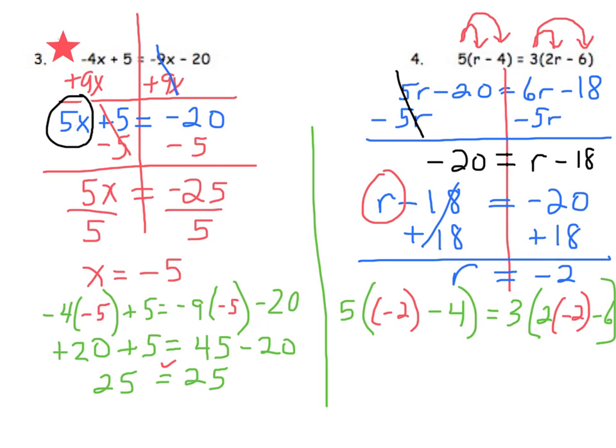Okay, so -2 minus 4 is -6. So we have 5 times -6 equals. Then we got 2 times -2 is -4 minus 6. So we've got 3 times -10. 5 times -6 is -30. 3 times -10 is -30. So again, you can check and see we've got the correct answer.